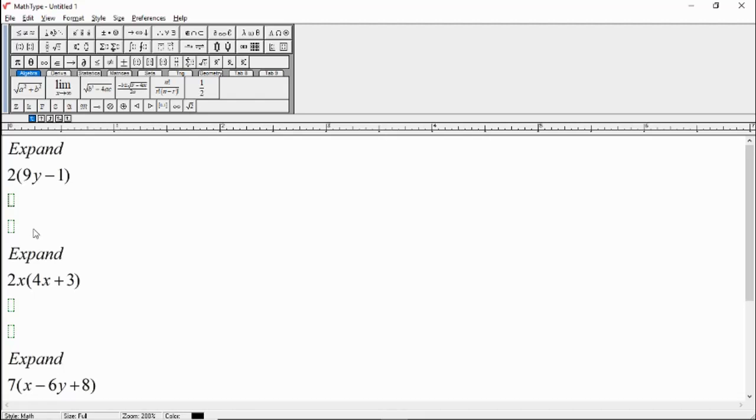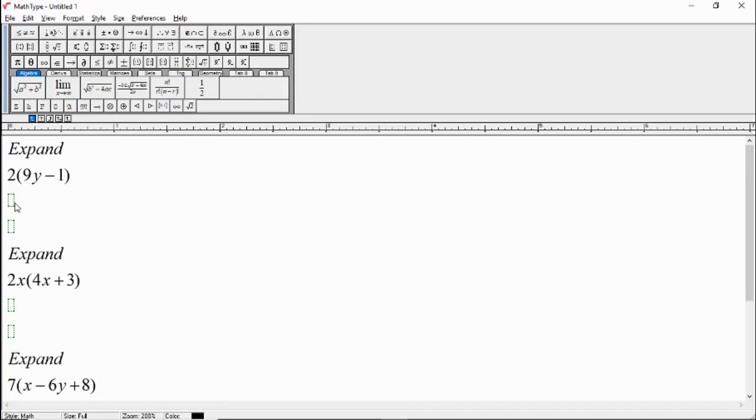Factorizing is when you're condensing the expression into brackets. Expanding is when you're expanding the brackets into expressions. Let's go into the first question.